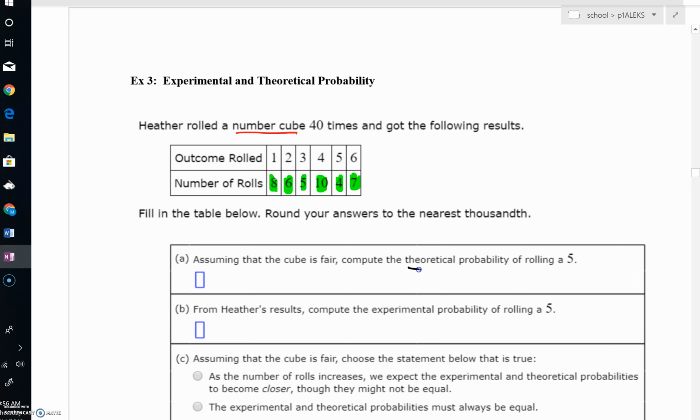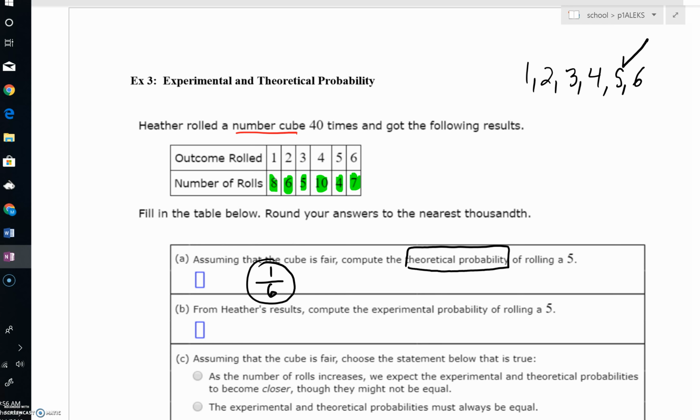But let's talk about the theoretical probability. The theoretical probability of rolling a 5. Well, you've got 6 different numbers that could show up. So in theory, there are 6 possibilities. Only one of those is a 5. So it's a 1 out of 6 theoretical probability that you would roll a 5.